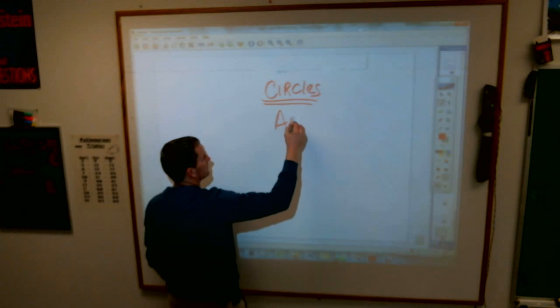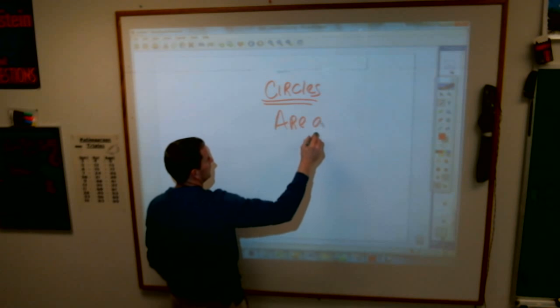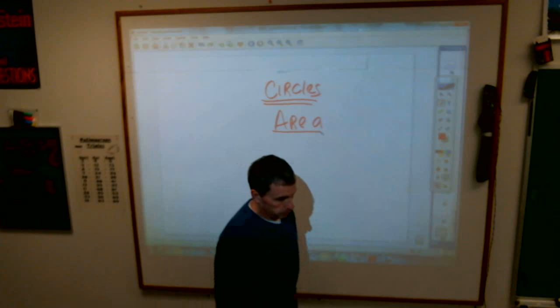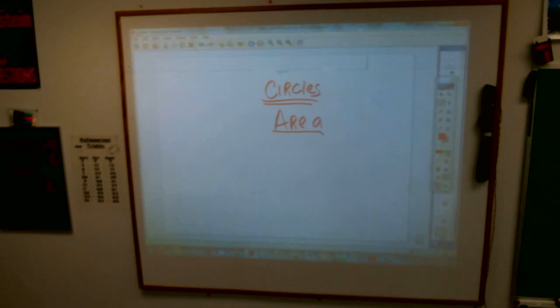And it is called area of circles. Area of circles. And I've got actually a sheet I want to get.